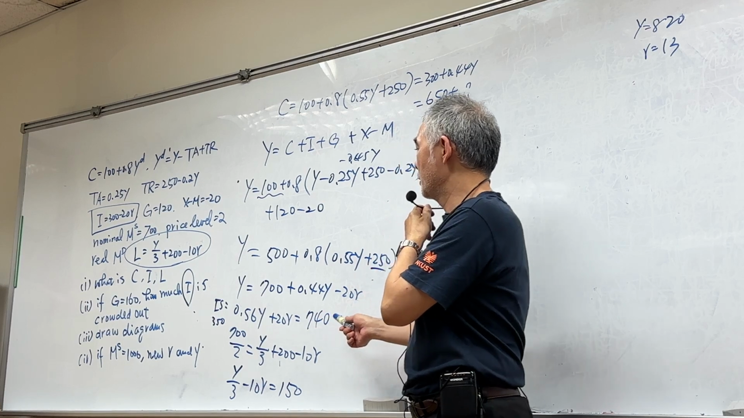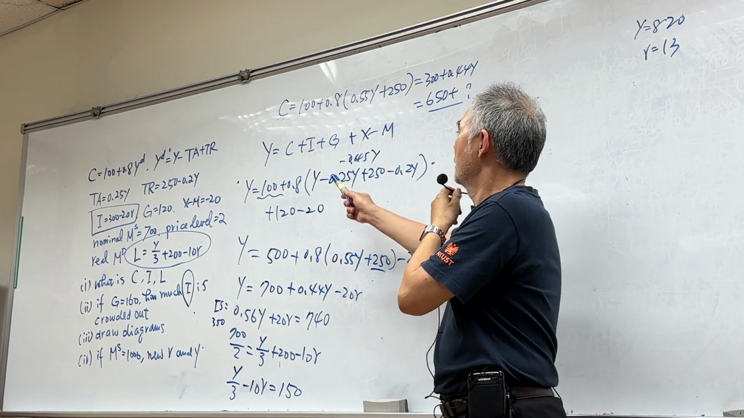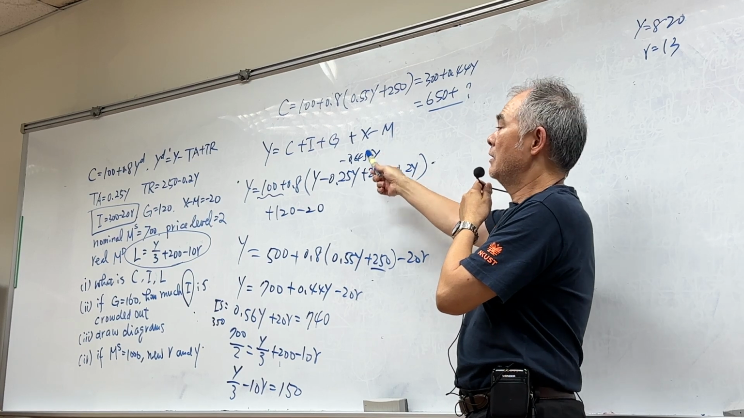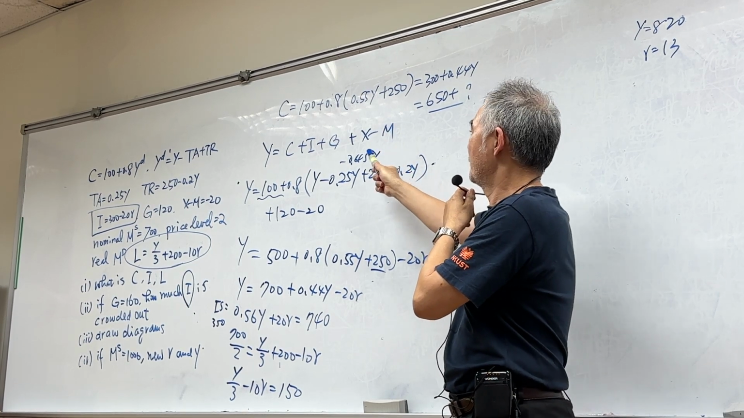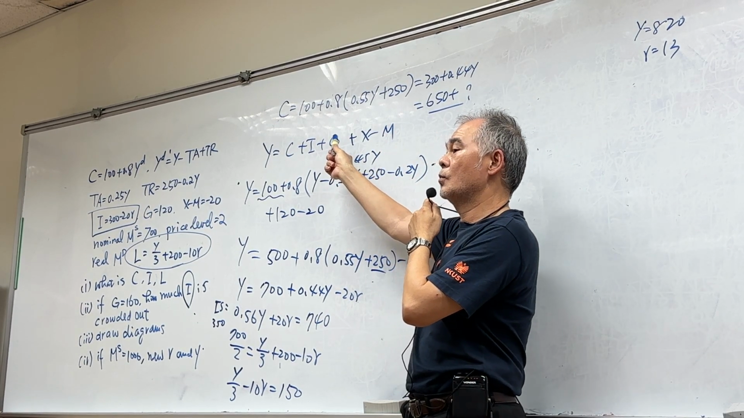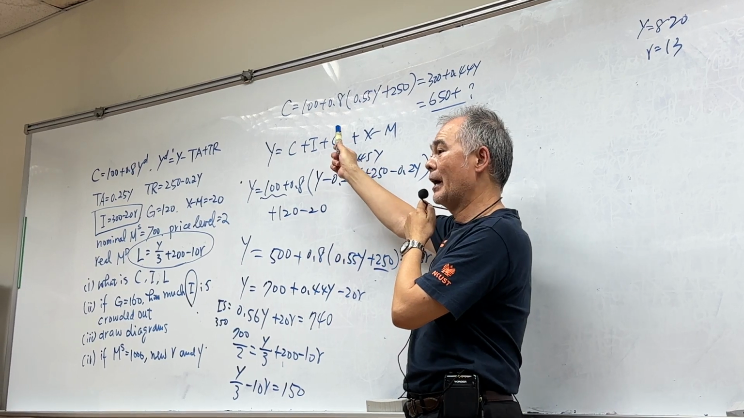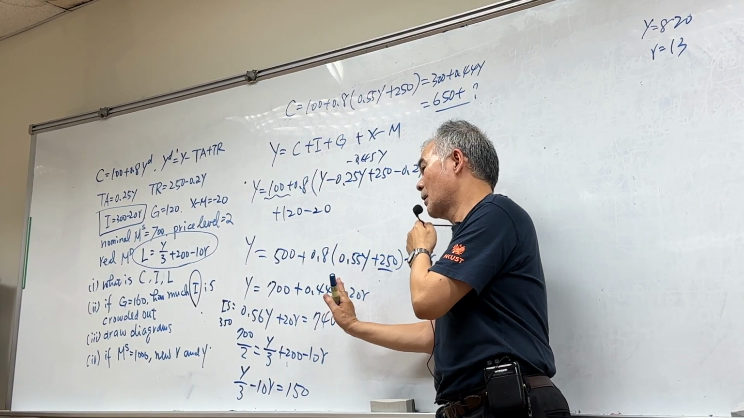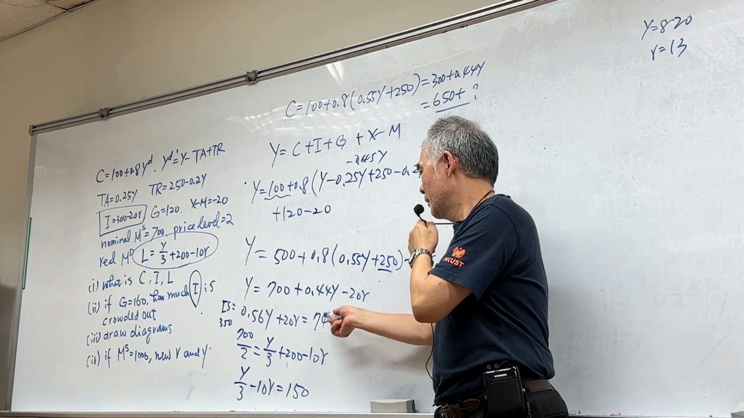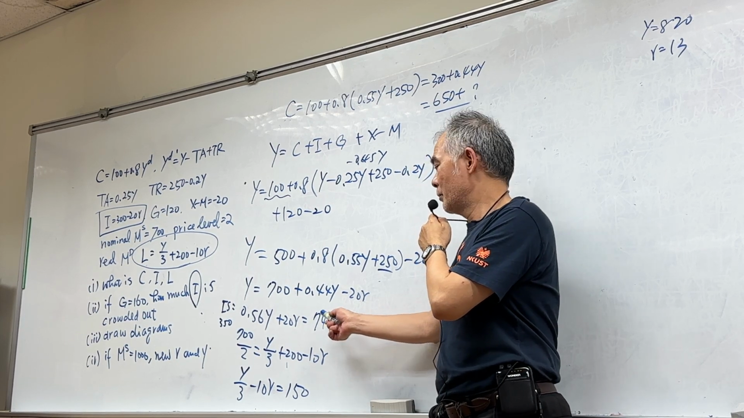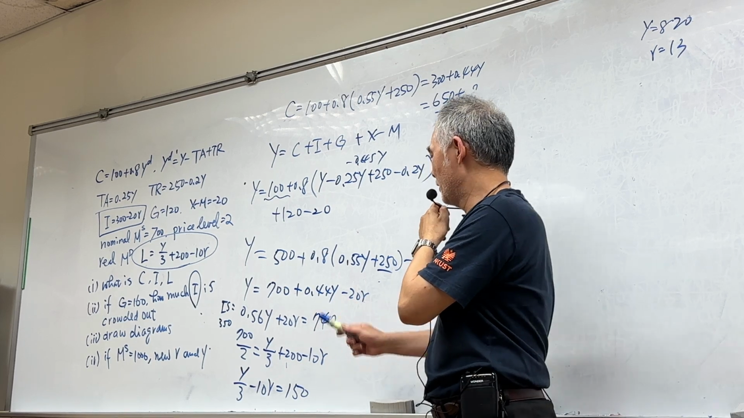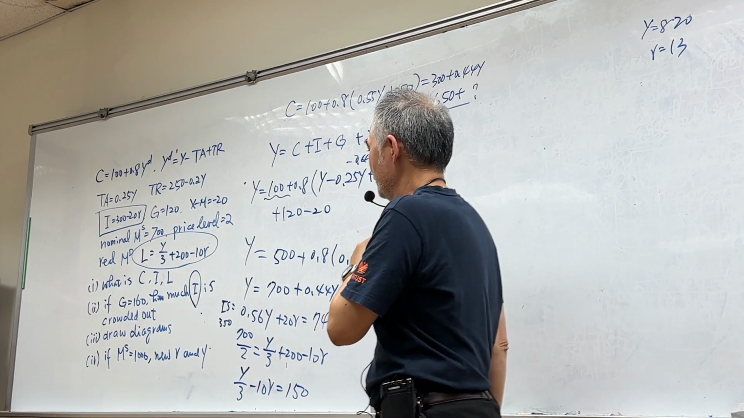Original one is 700. Why? Because the equation doesn't change, right? It's the same thing. The only difference is that G is equal to 120 and now it is 160. What does that mean? That means on the right hand side, you have add 40. So originally here is 700, right? So now is 740. Okay?